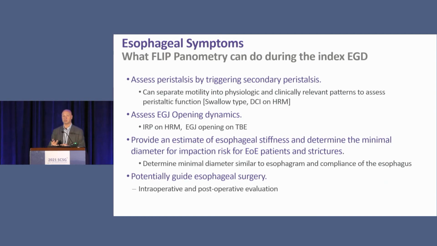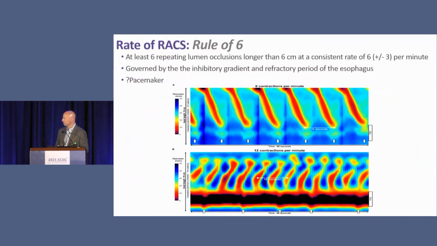We could assess peristalsis. We could assess EGJ opening dynamics. We could also assess the stiffness of the wall in EOE and other disease states. And we thought we could potentially guide surgery. We could actually put this in the OR, and the surgeons could look at it and see, well, did they do a good job at their myotomy? Did they close the sphincter up enough during their GERD procedures? And we thought this might be a tool that could really help us.